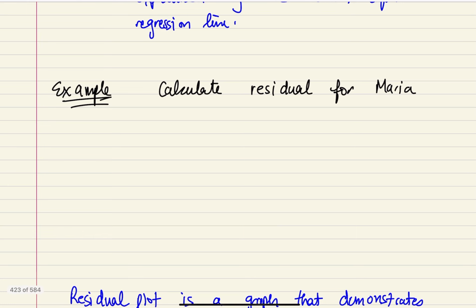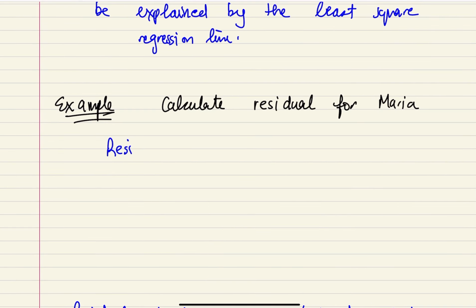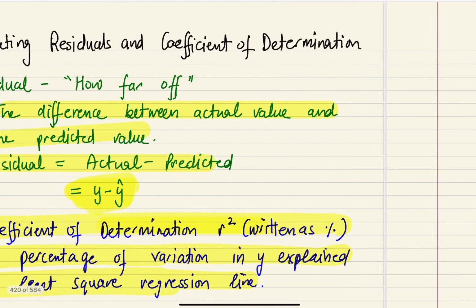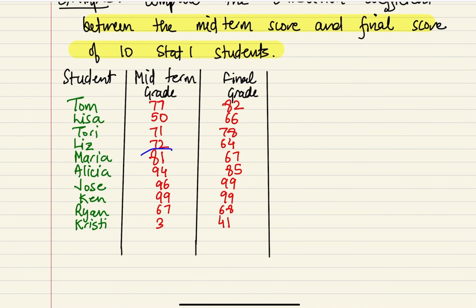Next, we want to calculate the residual for Maria. To calculate the residual, we go back and find the predicted value for Maria based on her midterm grade. We'll also know her actual observed value. So residual is going to be actual value minus predicted value. Maria's midterm grade was 81 and the final grade was actually 67.